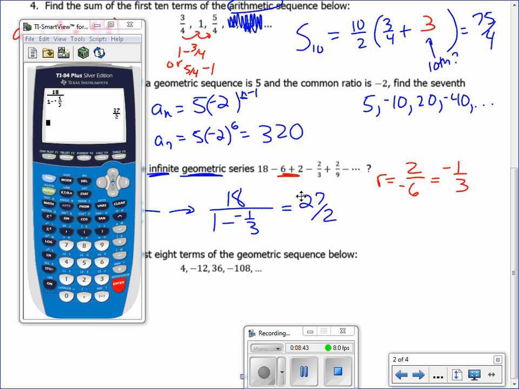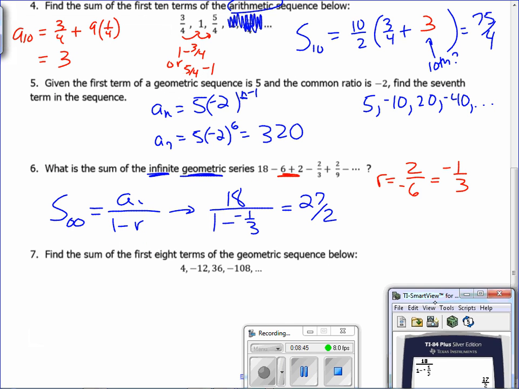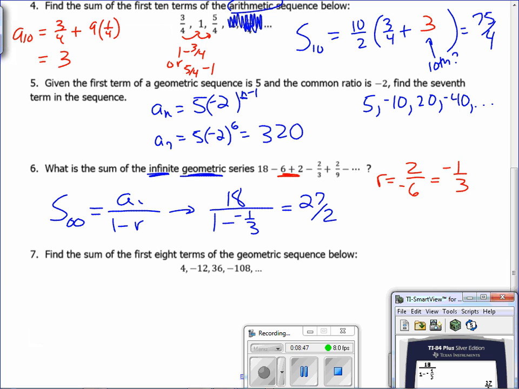All right, and the last one here says find the sum of the first 8 terms of this geometric sequence. You can see they're just multiplying by -3. So there's my pattern. If you do -12 divided by 4, that also gets you -3. That's your r value.